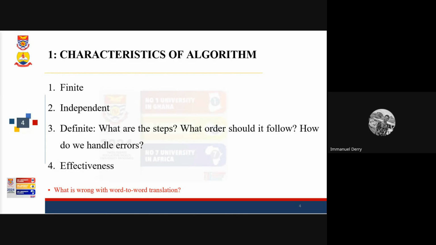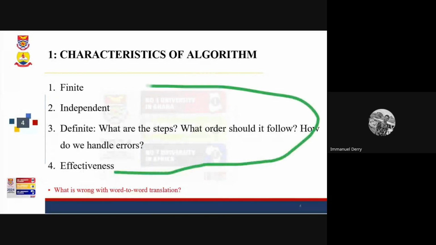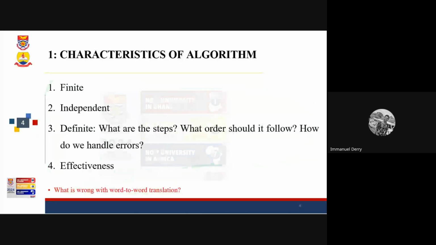We also spoke about some characteristics or features of an algorithm. These are some of them: it should be finite, independent, definite, and effective. However, you may add inputs and output as well, but the output is not a solid point, while the inputs are a solid point, in the sense that every algorithm should, one way or the other, take an input.